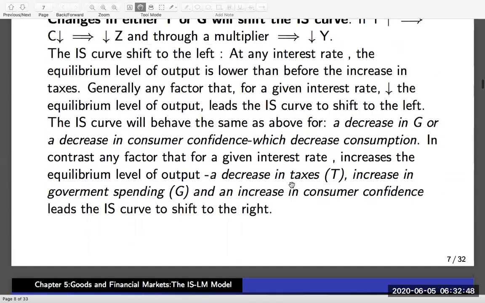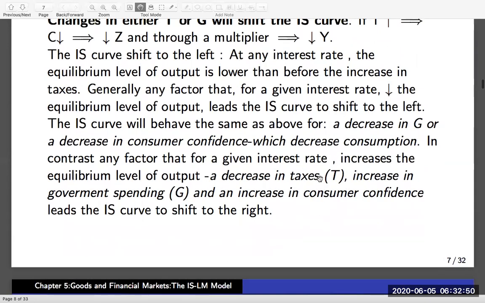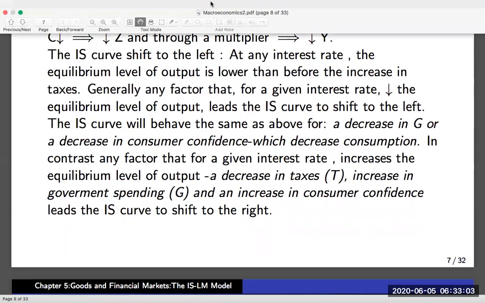So if government is trying to reduce the budget deficit, i.e. increase taxes, remember taxes are leakages. So if you increase taxes, it means that leakages are going to increase, right?